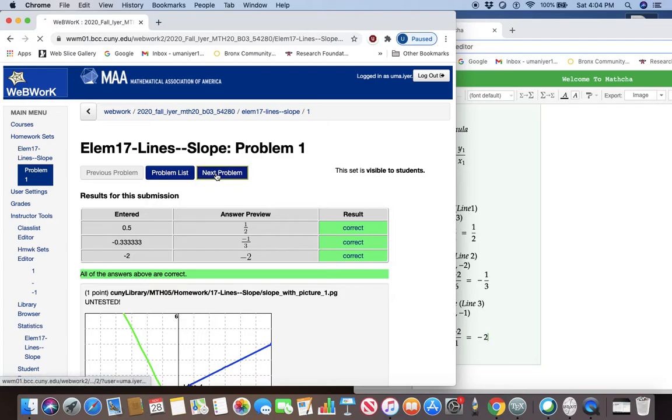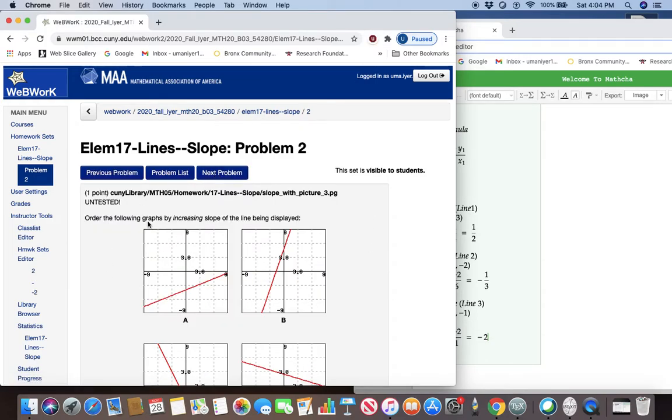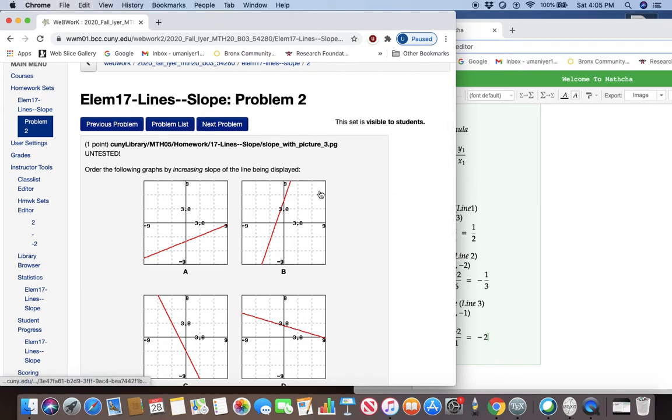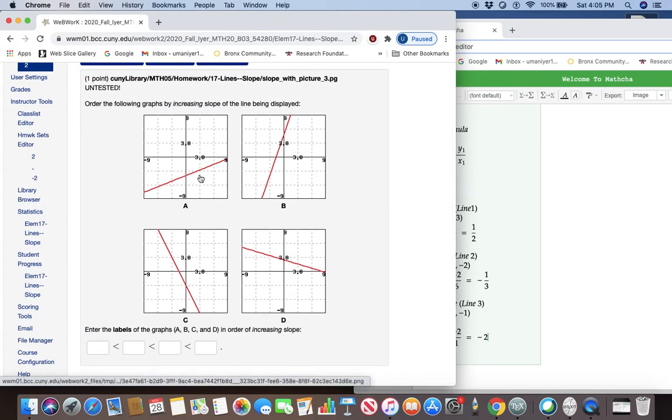All right, next problem. Order the following graphs by increasing slope. Okay, they're not asking us to calculate anything. They're asking for the steepness, right? Increasing slope. So the least slope will be here. The highest slope will be here.